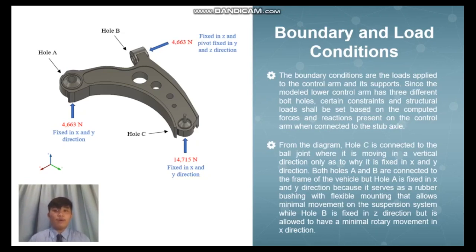From the diagram, hole C is connected to the ball joint of the steering knuckle, where it is moving only in a vertical direction, which is why it is fixed in the X and Y directions. Both holes A and B are connected to the frame of the vehicle, but hole A is fixed in the X and Y directions because it serves as a rubber bushing with flexible mounting that allows minimal movement on the suspension system, while hole B is fixed in the Z direction but is allowed a minimal rotary movement in the X direction. On the diagram, the loads present and their constraints can be clearly seen.